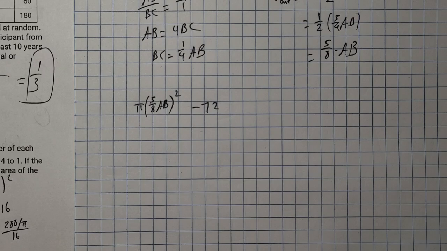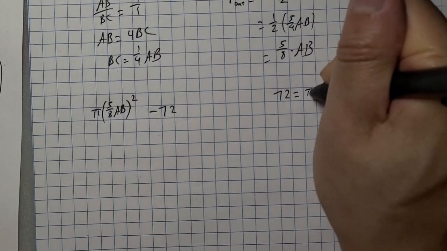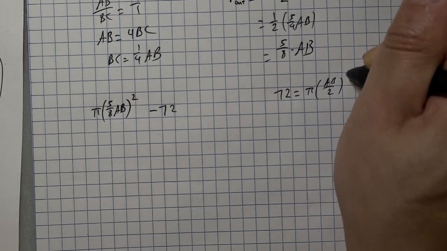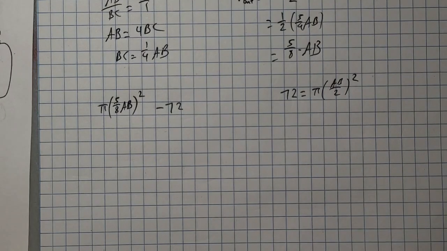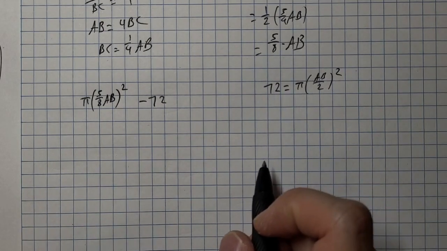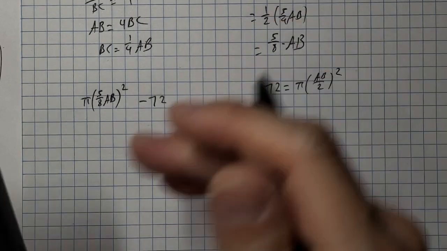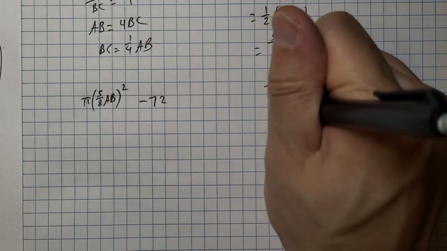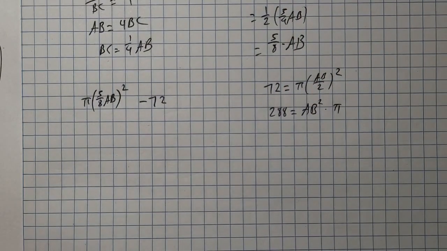Okay, now what is AB though? So 72, the small circle, area of the small circle is pi times AB over 2 squared, is it not? So I could solve for AB there. Which is, so that's 4, what's 72 times 4 again? That is 288 is AB squared times pi.